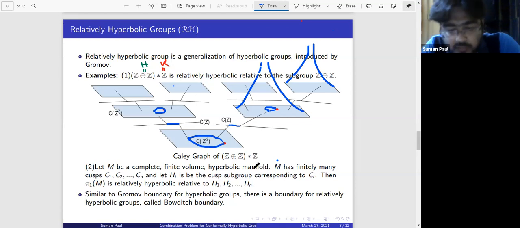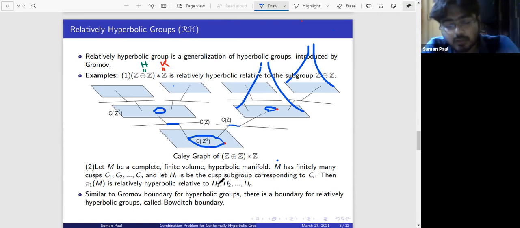Hyperbolic manifold because the curvature is negative. The Euler characteristic is negative. And M has finitely many cusps. A cusp is something like a puncture. And let Hi be the cusp subgroup corresponding to Ci. Then the fundamental group of M will be relatively hyperbolic to these subgroups.